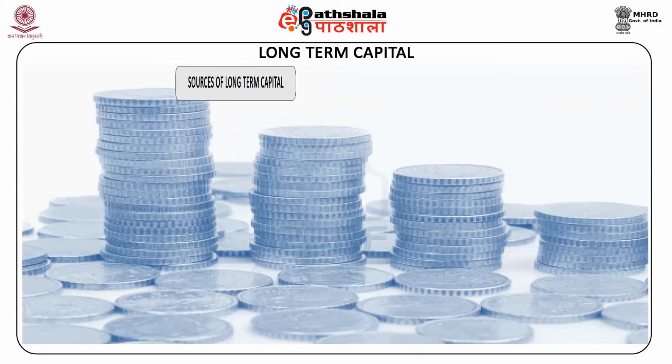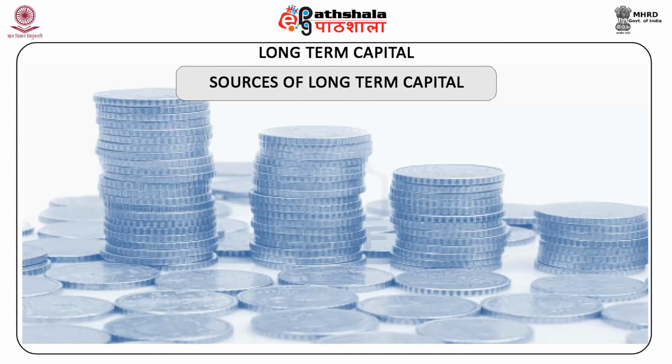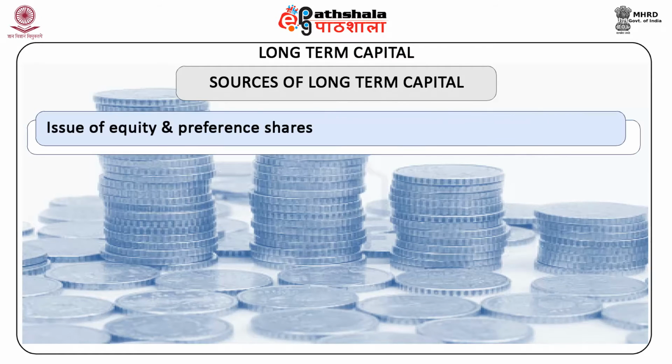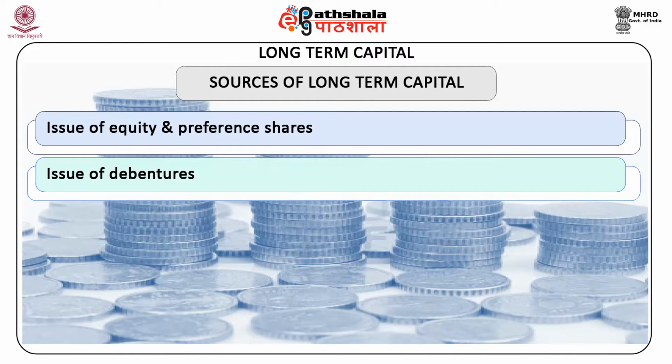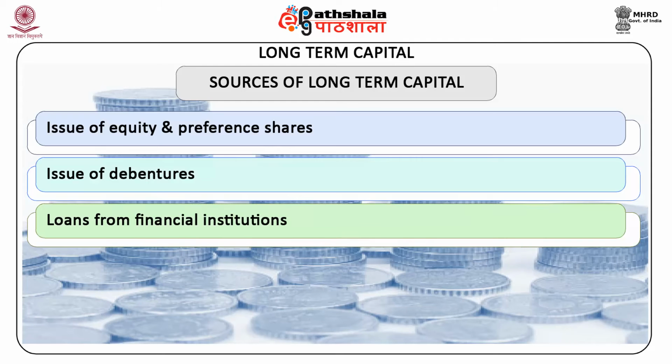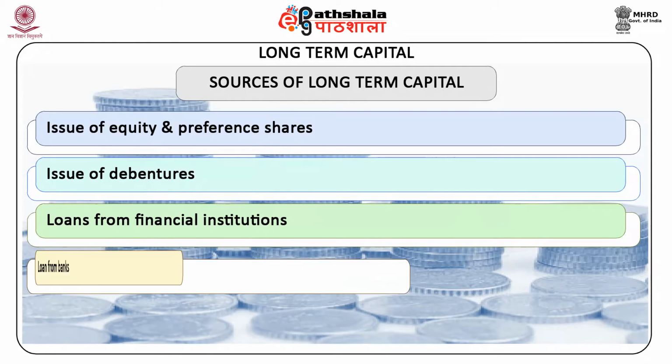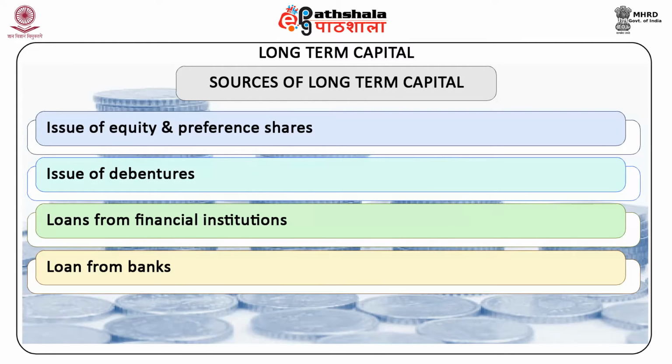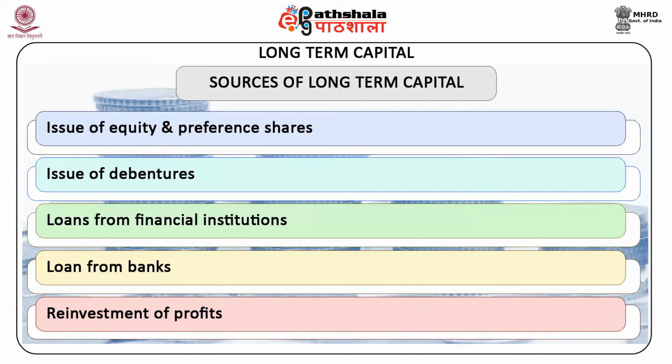It is used to finance fixed assets as well as permanent part of working capital. The important sources of long-term capital finance are: first, issue of equity and preference shares; next, issue of debentures; next, loans from financial institutions; next, loans from banks; and last, reinvestment of profits.